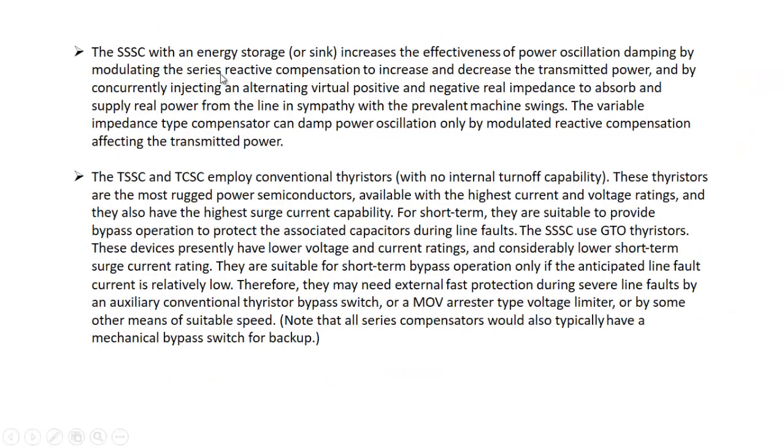The SSSC with an energy source or sink increases the effectiveness of power oscillation damping by modulating a series reactive compensation to increase or decrease the transmitted power, and by concurrently injecting an alternating virtual positive or negative real impedance to absorb and supply real power from the line in sympathy with the prevalent machine swings. As we know, this damping can be increased by actually injecting real electrical power.